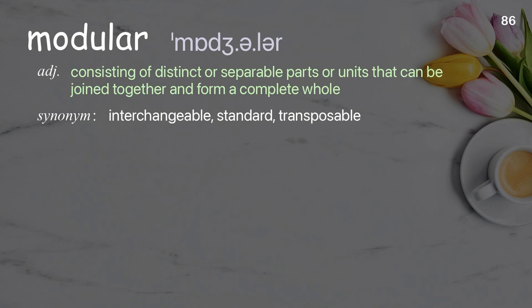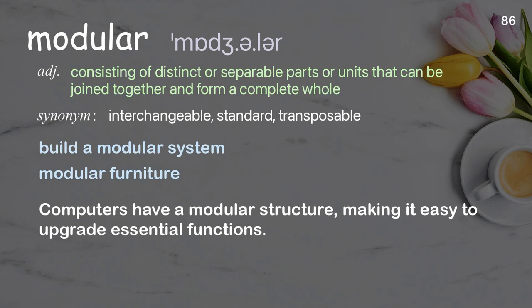Modular: consisting of distinct or separable parts or units that can be joined together to form a complete whole. Examples: build a modular system, modular furniture. Computers have a modular structure, making it easy to upgrade essential functions.